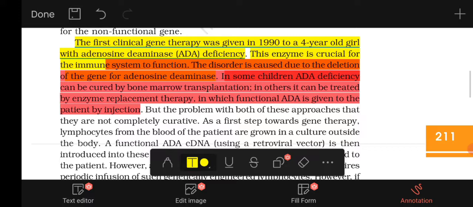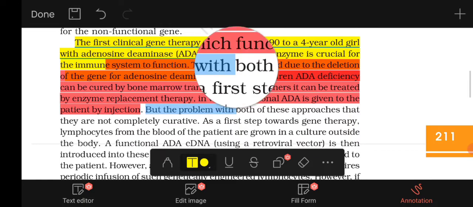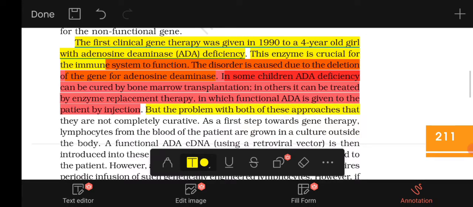So in others, it can be treated by enzyme replacement therapy, in which functional adenosine deaminase enzyme is given to that patient, or those children who are having the adenosine deaminase deficiency, by injection. This is called enzyme replacement therapy. But the problem with both of these approaches is that they are not completely curative. Even if you do the bone marrow transplantation or enzyme replacement therapy, they might not be 100% successful.